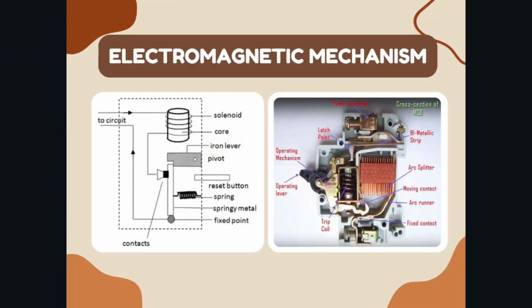Inside the circuit breaker, there is also an electromagnetic mechanism to detect a sudden rise in current. This mechanism uses a solenoid to detect the sudden rise in current.